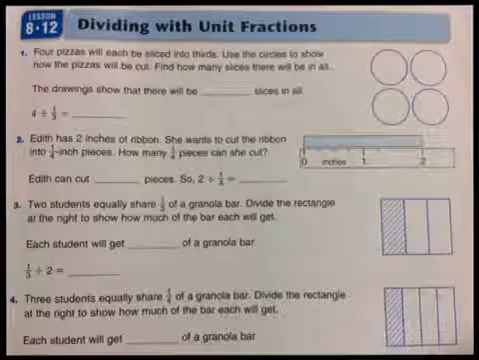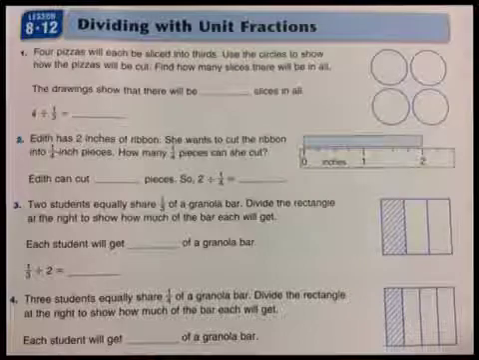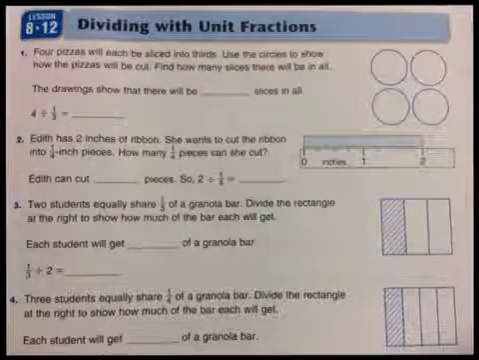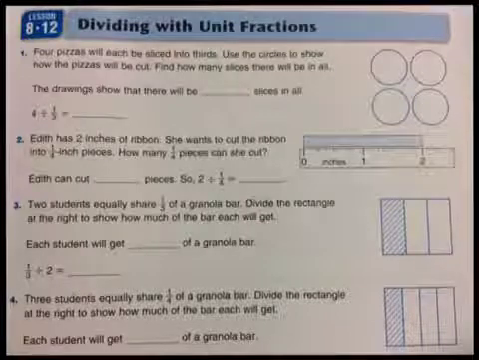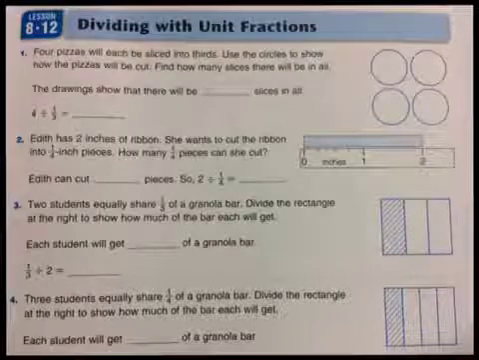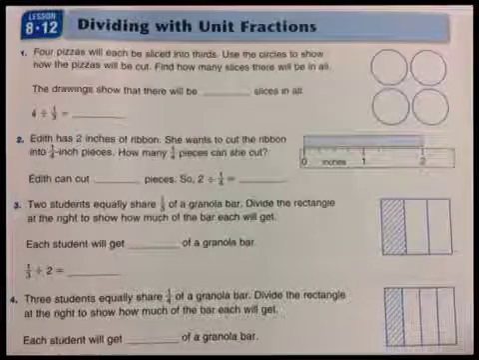On page 289, we are continuing with dividing fractions. For the first question, we were given 4 pizzas, and each pizza was sliced into thirds, which means 3 slices. Use the circles to show how the pizzas will be cut. Find how many slices there will be in all.